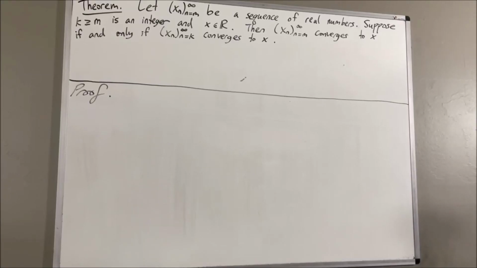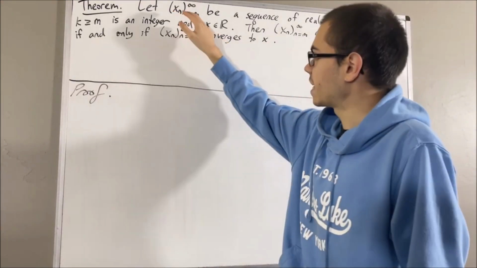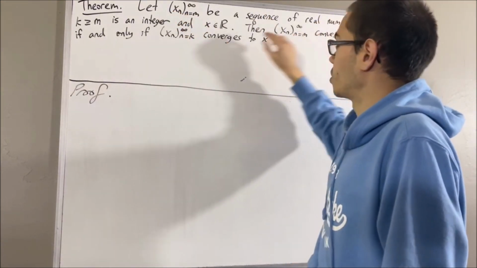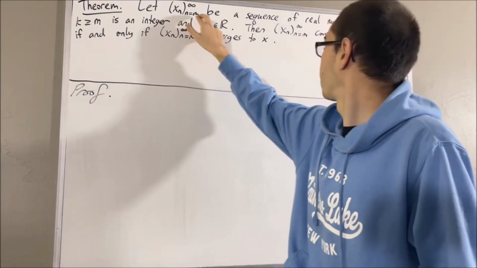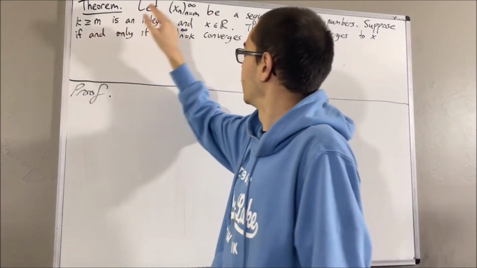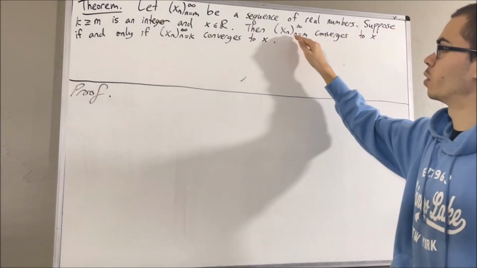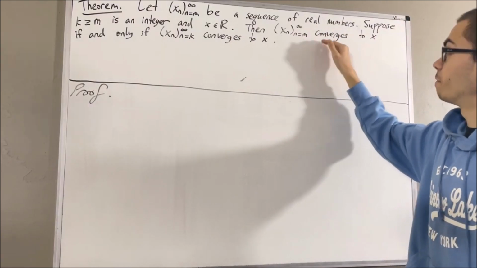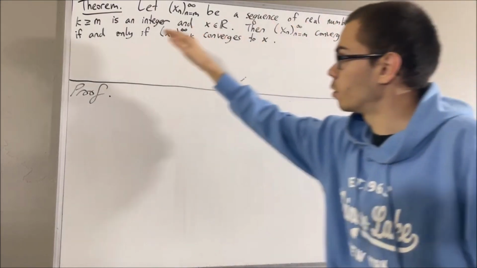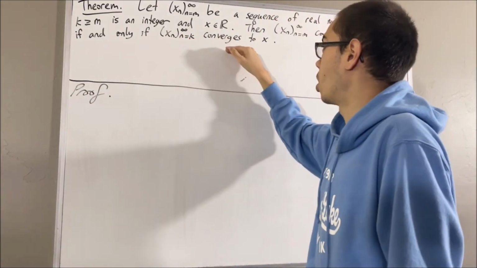Hello! In this video, we are going to prove the following theorem. Let xn be a sequence of real numbers with starting index m. Suppose k is an integer greater than or equal to m, and x is a real number. Then the sequence xn with starting index m converges to x if and only if the sequence xn with starting index k also converges to x.